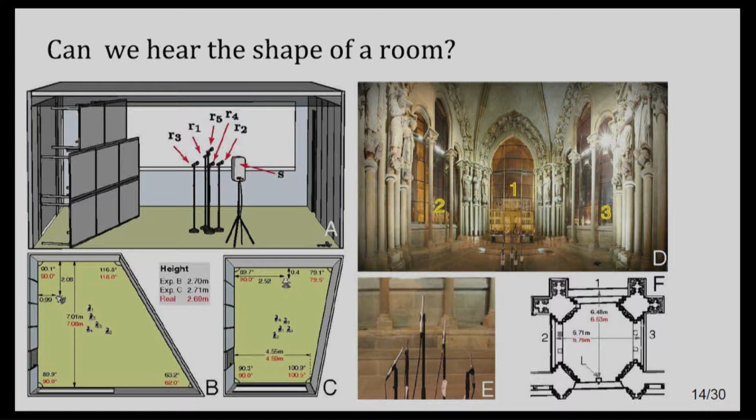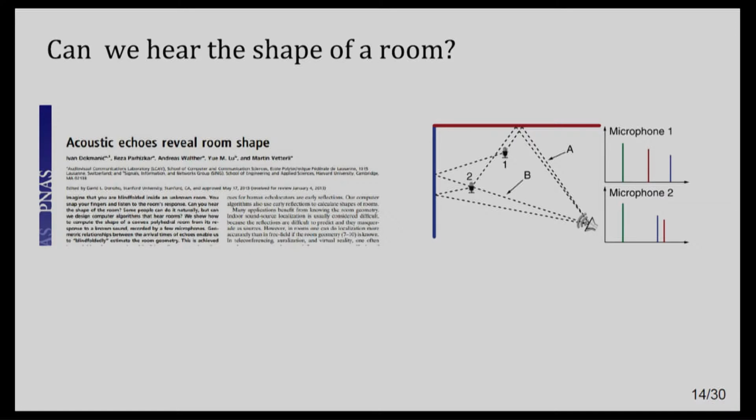So if you have a microphone array, and you put it into a room, and then you have a speaker that emits some sound, and the microphones hear both the sound from the sound source and the echoes from the walls, then can you actually guess the geometry of your room? This was work done by Ivan Dokmanic mostly in our lab. And the answer was yes, you can. So this led to this paper, Acoustic Echoes Reveal Room Shape.